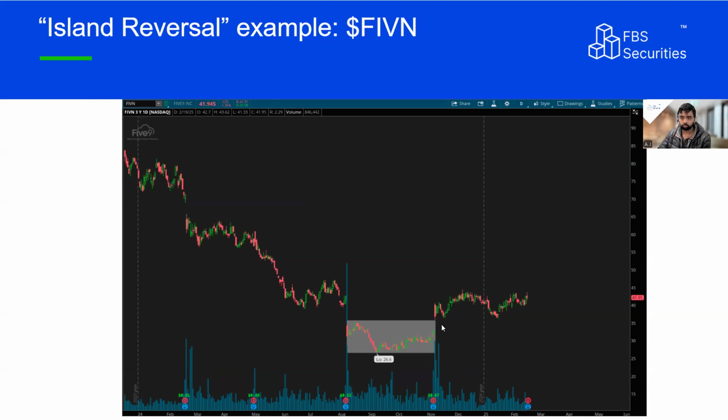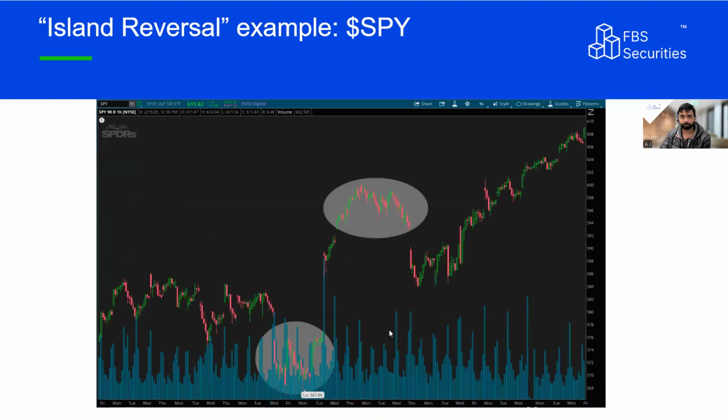This one isn't as strong, but I just wanted to show you an example of what an island reversal would be. And on the flip side, an island reversal top would be the exact same scenario, just if you flip the chart upside down, you'll be able to see that as well.